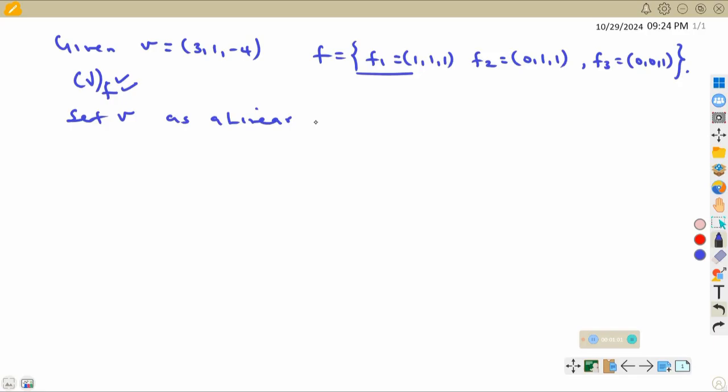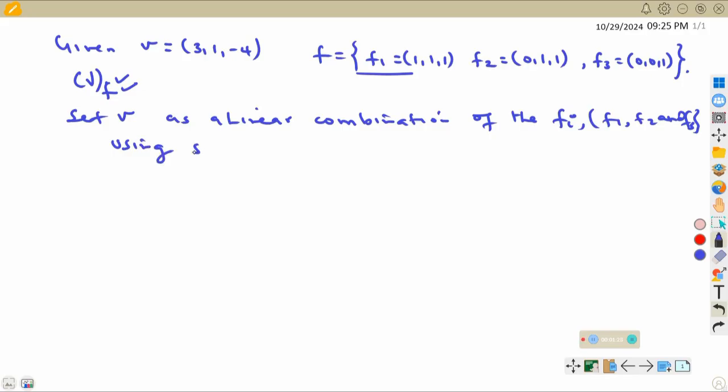We set v as a linear combination of the fi's, in other words, of f1, f2, and f3, using some scalars. We can have our scalars as alpha 1, alpha 2, and alpha 3. So we must maintain the order that is given here.